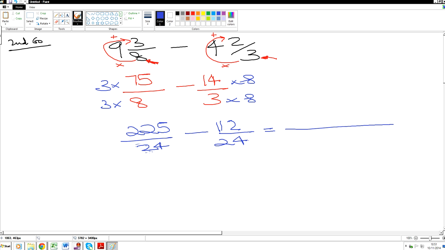What's 225 minus 112? 225 minus 112 will give us 113. 113 divided by 24: how many 24s go into 113? 4. How many left over? 4 times by 24 will give you 80 plus 16 is 96. So that's 4 and 17 over 24.